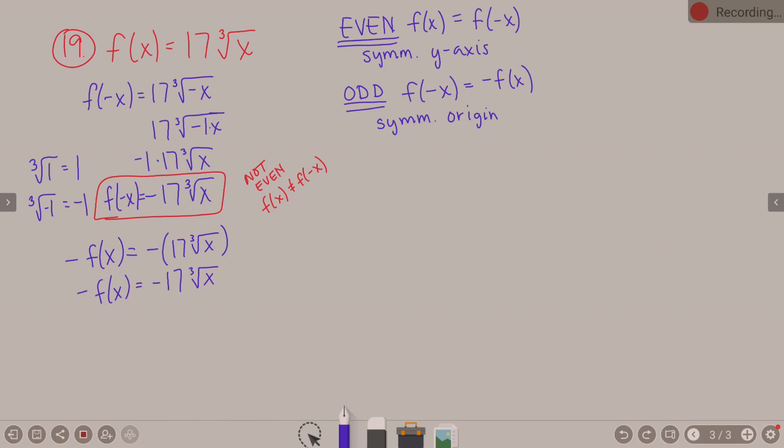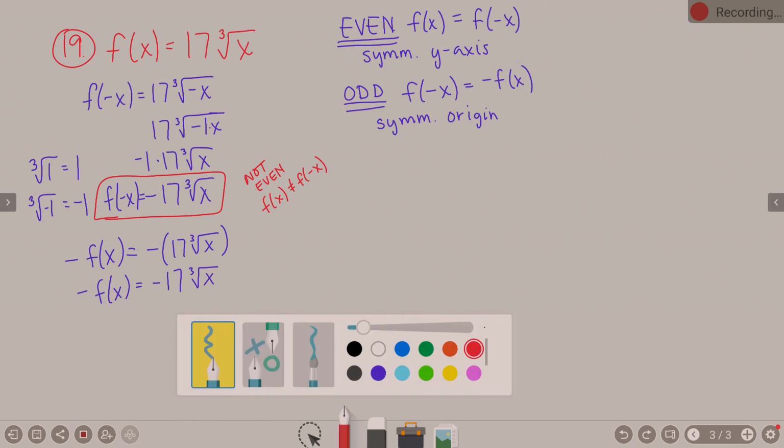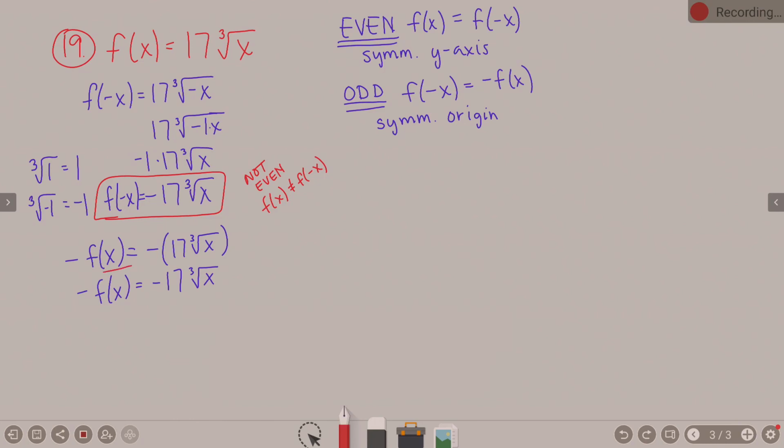So with that in mind, negative f of x is negative 17 cube root of x. What do we know now? If you haven't already looked at the answer key, you know that this is odd, because f of negative x equals negative f of x. Okay?